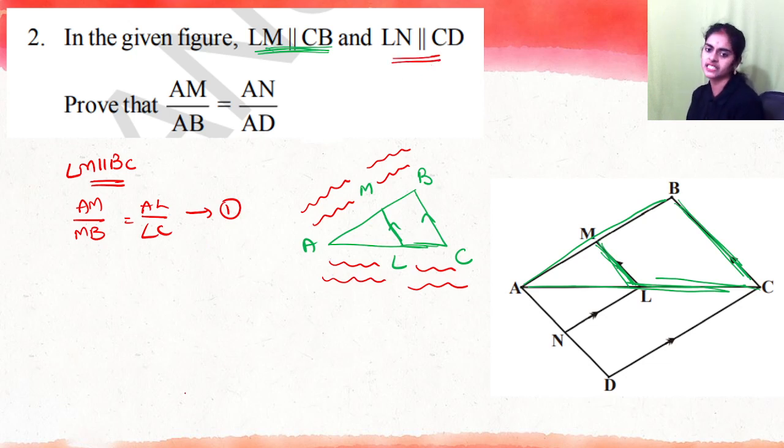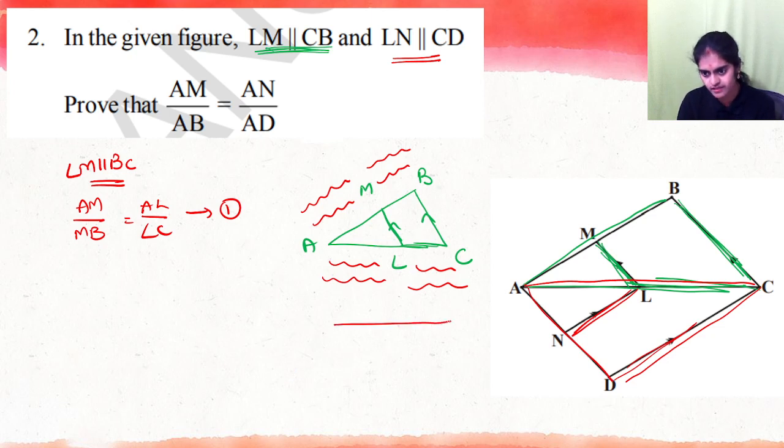LN is parallel to CD. Where is LN? You have LN here. Where is CD? With these two, what is the triangle I can get? I can complete the triangle here this way. So what am I doing here? I'm breaking the figure again. So this is L, N, D, C, A. These two are parallel. So when the lines are parallel, again what can I write?